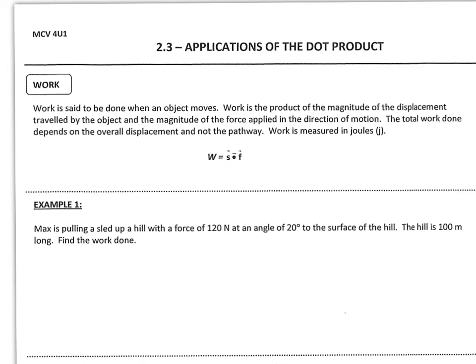Okay, so now we can take a look at an application of the dot product. Carrying on from the other lessons on working with the dot product, and now how work is defined. Work is defined as the product of the magnitude of the displacement traveled by the object and the magnitude of the force applied in the direction of motion.